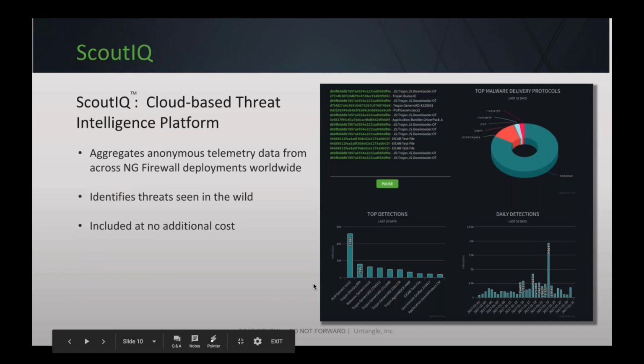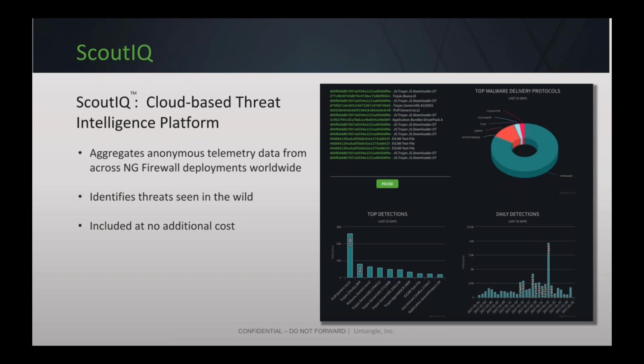I mentioned vaguely our cloud-based virus assessment, threat assessment. This is called Scout IQ. This is included with both of our virus blocker apps at no additional cost. And what this is doing is it's connecting your Untangle service to Scout IQ. So your Untangle server will basically have available aggregated threat information from across the world.